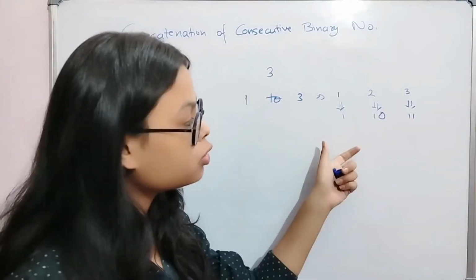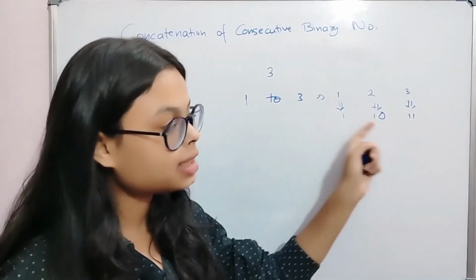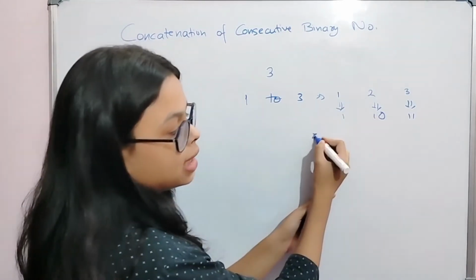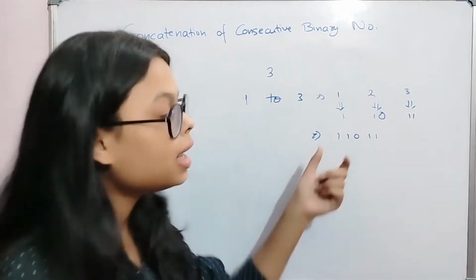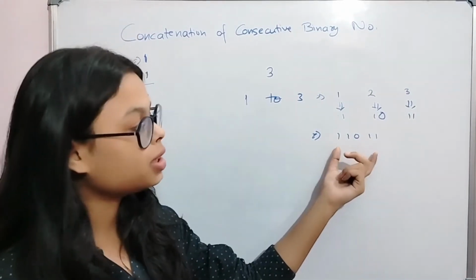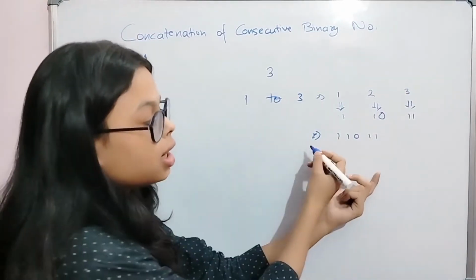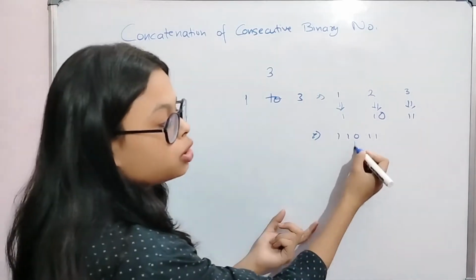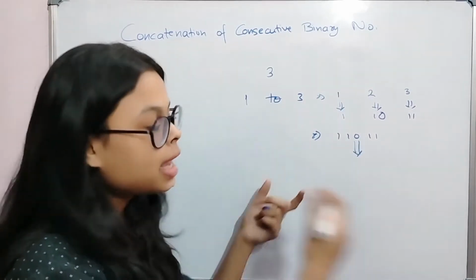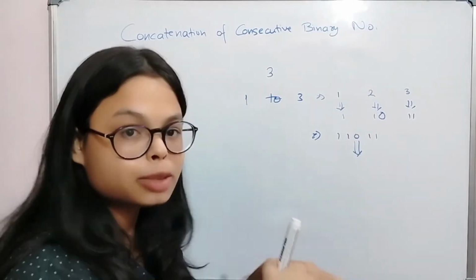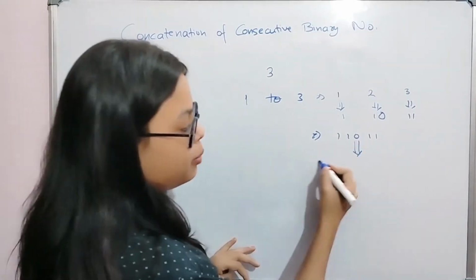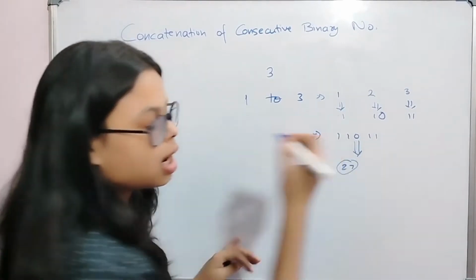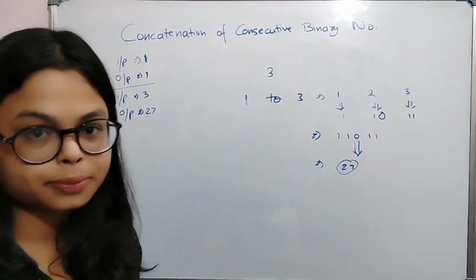Now we have to concatenate these numbers. After concatenating we will get 11011. So a new binary number is formed, and now we have to convert this binary number into its corresponding decimal number. What will be the decimal of 11011? It will be 27. So our output is 27.